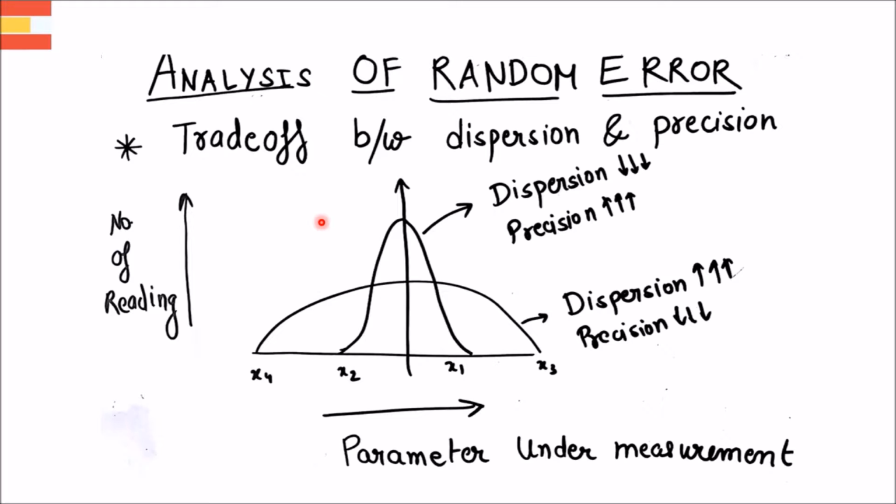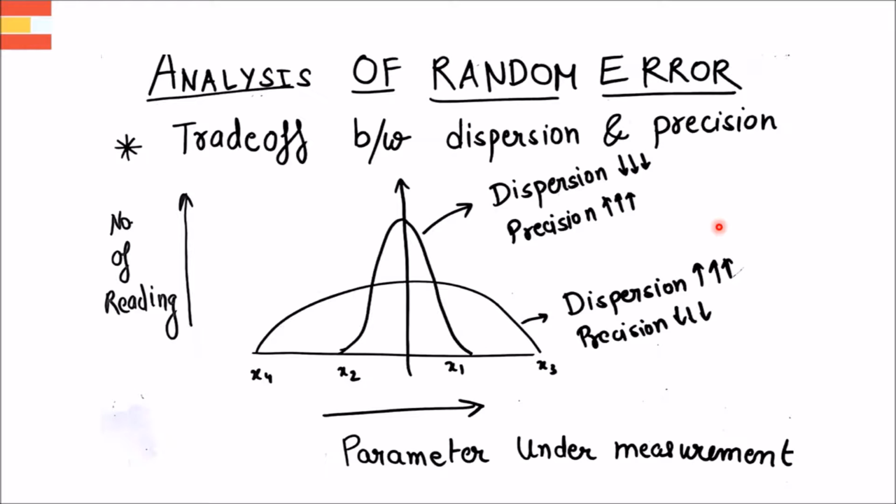Now the extent by which the readings scatter around the central value is known as dispersion, which is an indicator of precision. So the higher the dispersion, the lower the precision, and if dispersion is lower, then precision is high, as you can see directly from the graph.